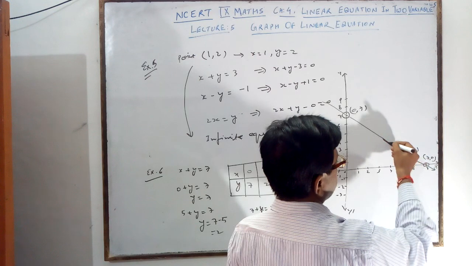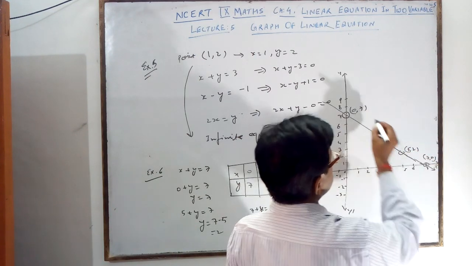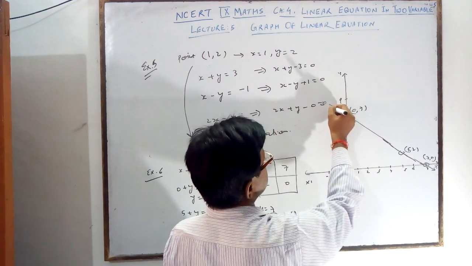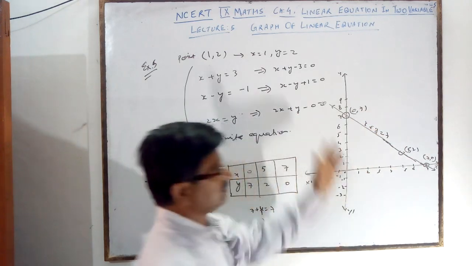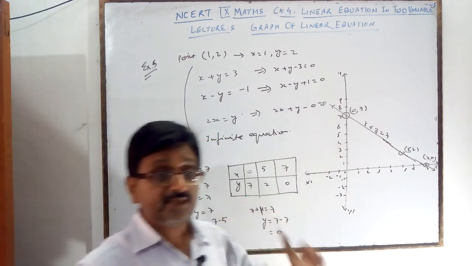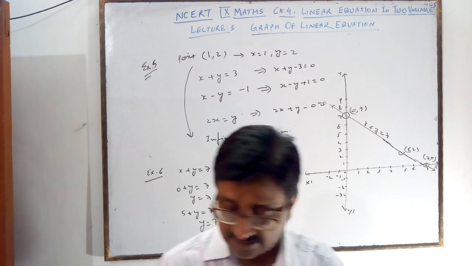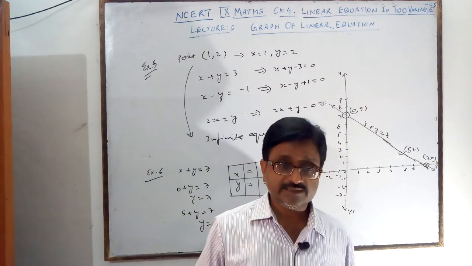Because I am drawing by hand, not by scale, sometimes it is curved. Put arrowheads on both sides. It is your line x plus y is equal to 7, the required line. Any linear equation given, you get a straight line. Like this you have finished the two examples. The rest of the examples and other things I will discuss in the next lecture. Thanks for today.